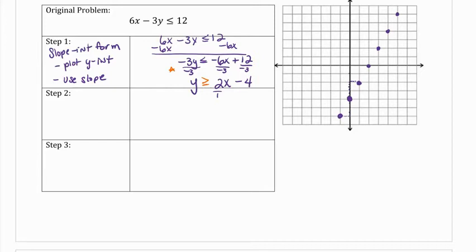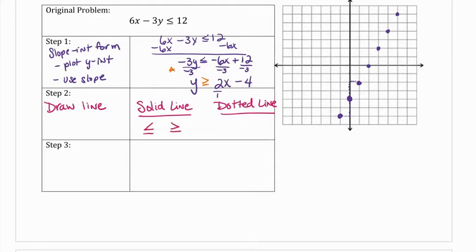Okay, next step, draw your line. That sounds like a simple step, but we have a couple decisions to make here. Because we're now doing an inequality, we have to decide if the line is going to be a solid line or if it's going to be a dotted line, right? So you've got two possibilities. It could be a solid line or a dotted line. And the way we decide is by the inequality symbol. So a solid line is if I have less than or equal to or greater than or equal to. Because if it's greater than or equal to, that means it actually includes all the solutions on the line.